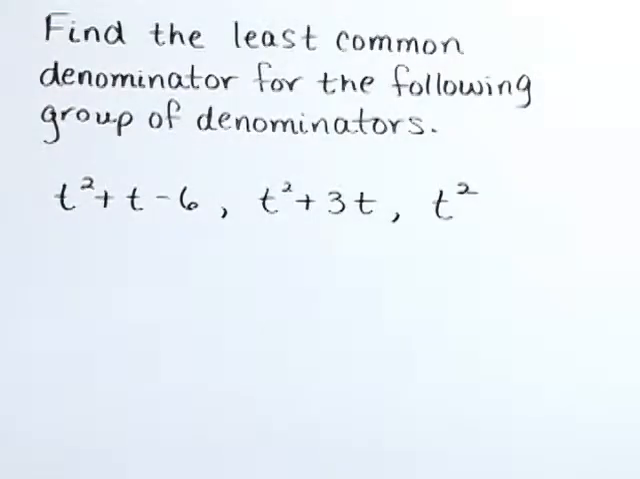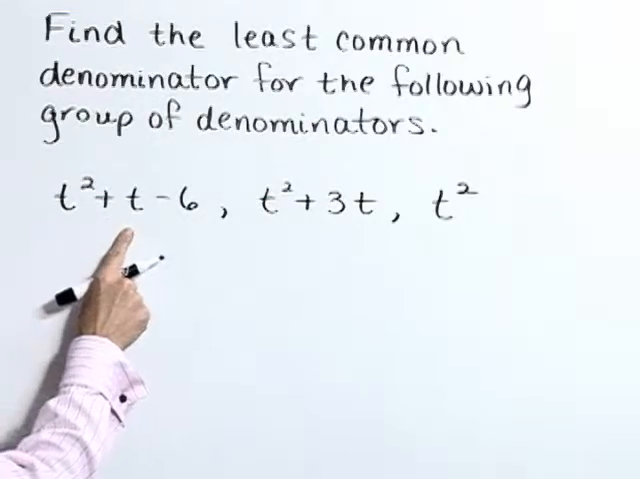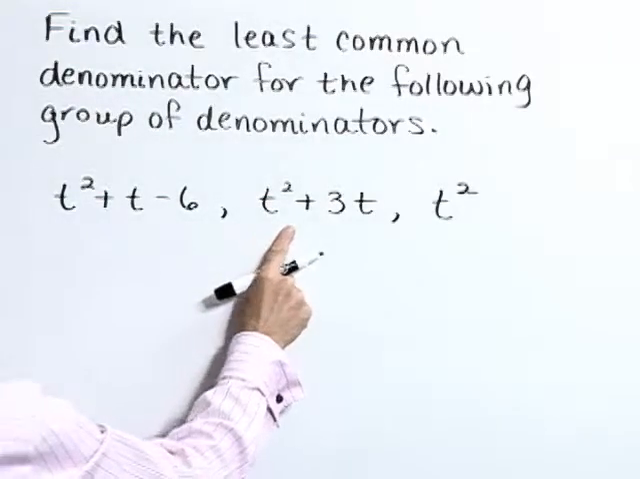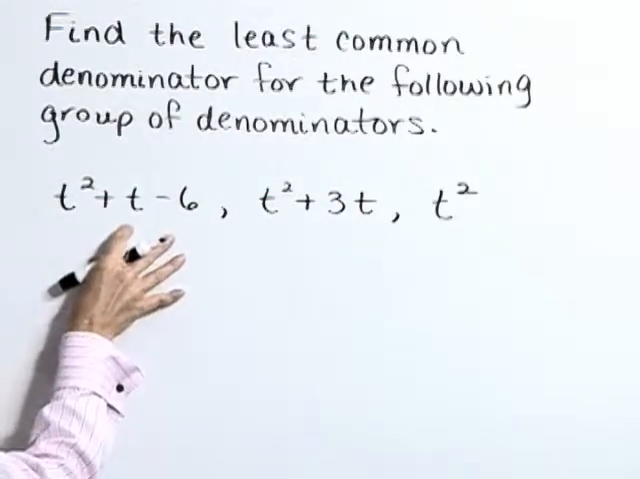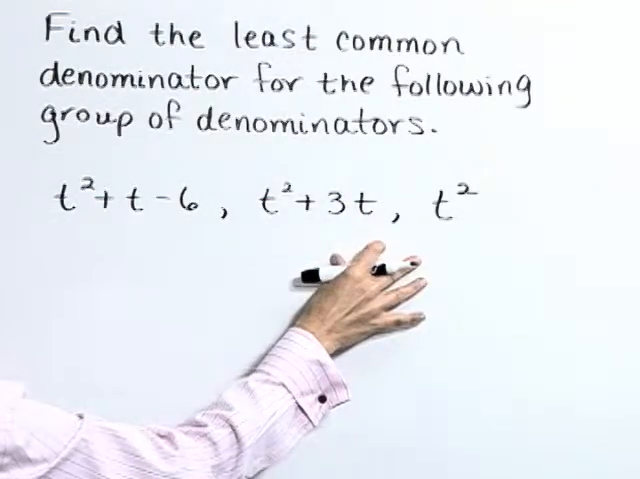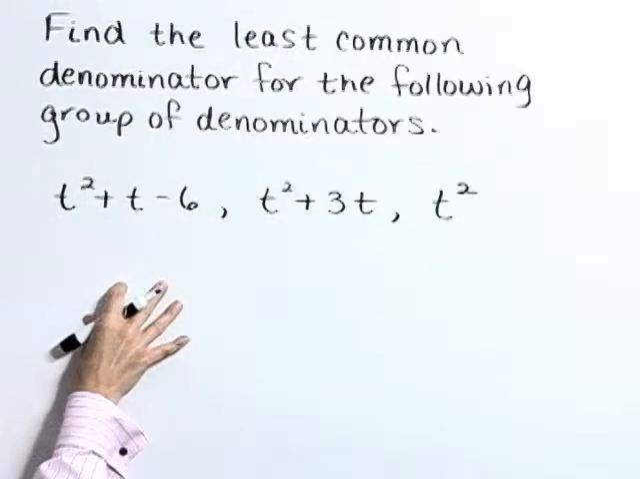Find the least common denominator for the following group of denominators: t squared plus t minus 6, t squared plus 3t, and t squared. So let's assume that these are actually denominators of fractions. We want to find a least common denominator.